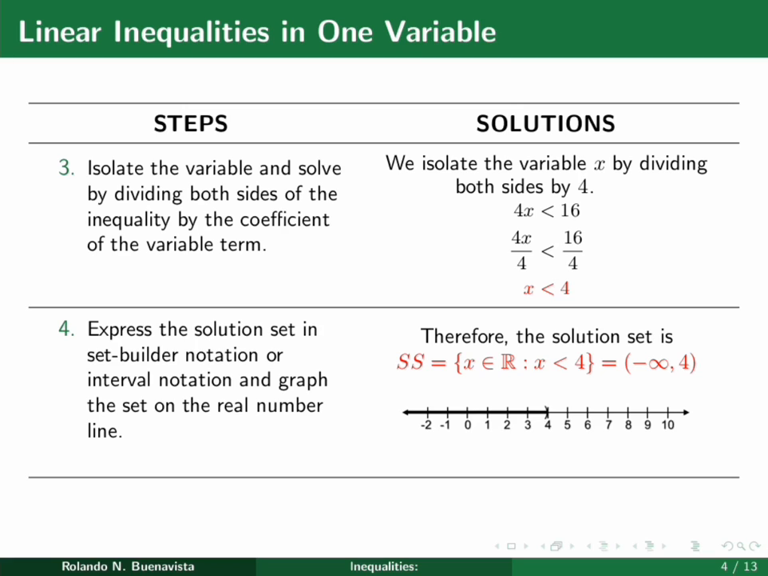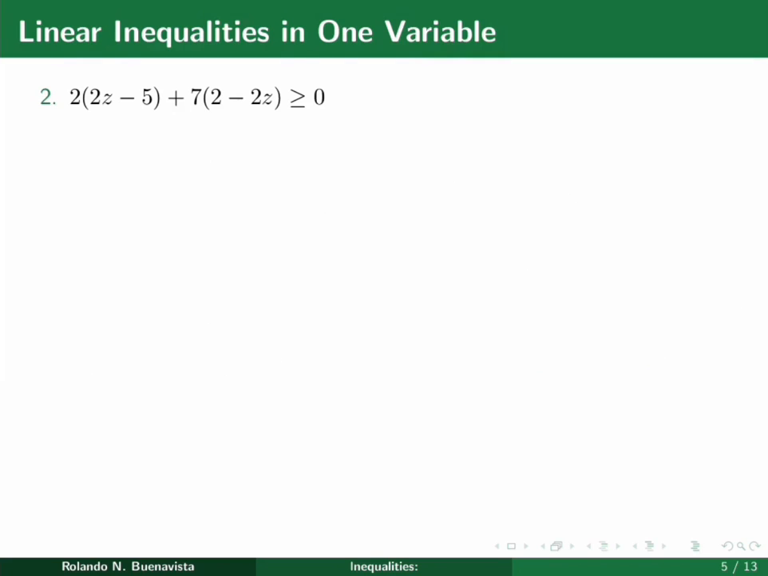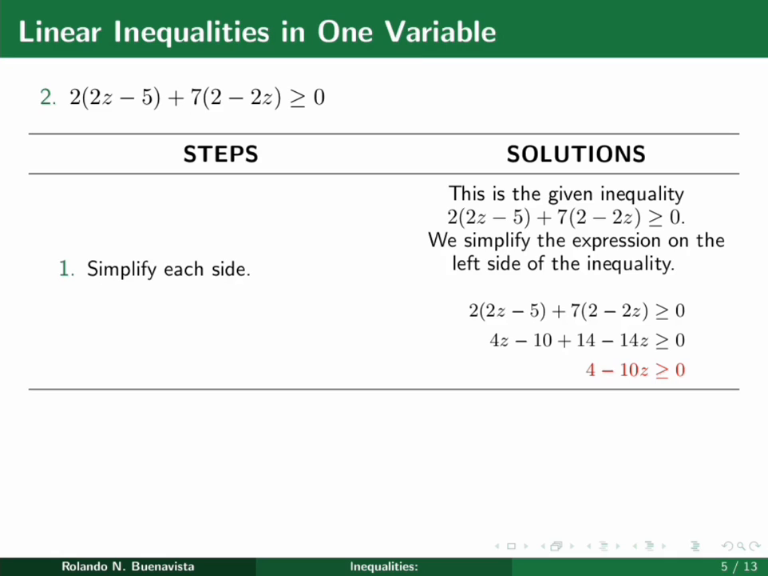So, let's have another example. Number 2: we have 2 times (2z minus 5) plus 7 times (2 minus 2z) greater than or equal to 0. Similar to example number 1, we will also apply the steps in solving linear inequalities in one variable. Step 1, we have to simplify each side of the inequality.